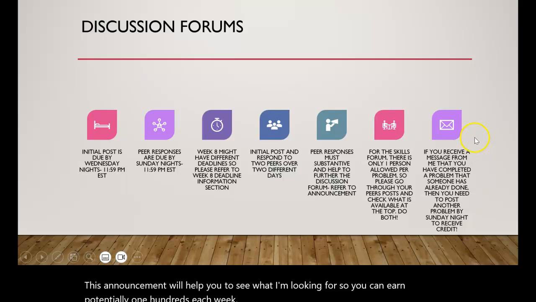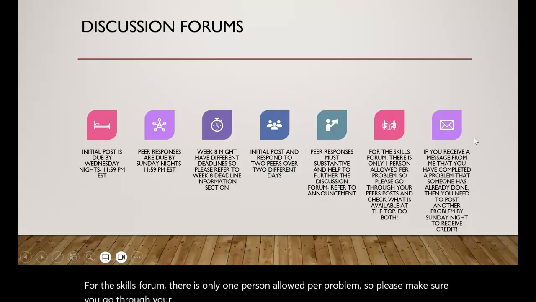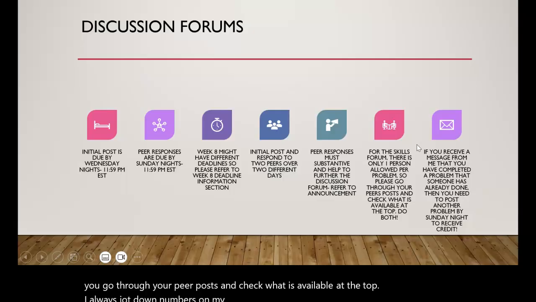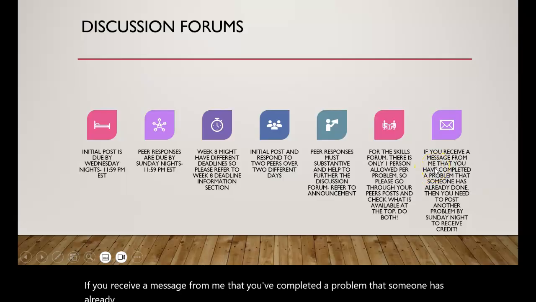For the skills forum, there is only 1 person allowed per problem, so please make sure you go through your peer posts and check what is available at the top. I always jot down numbers on my notebook so I know which ones have already been taken. If you receive a message from me that you've completed a problem that someone has already done, then you need to post another problem by Sunday night to receive credit.